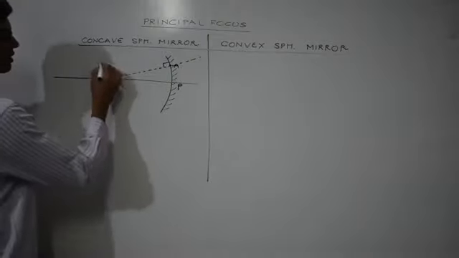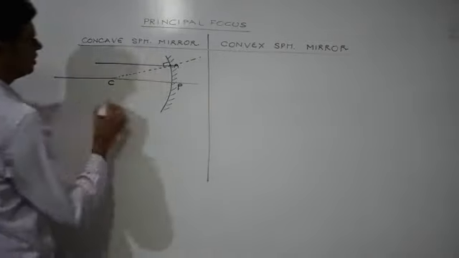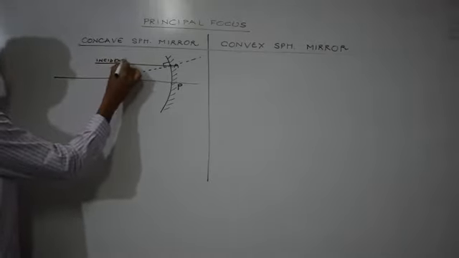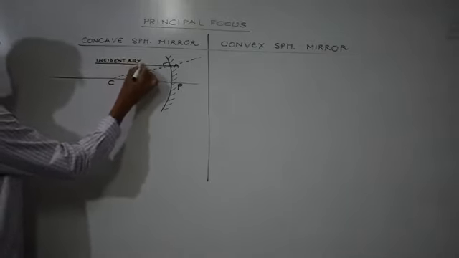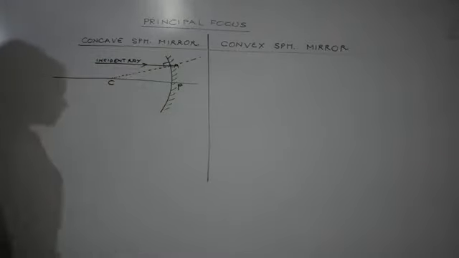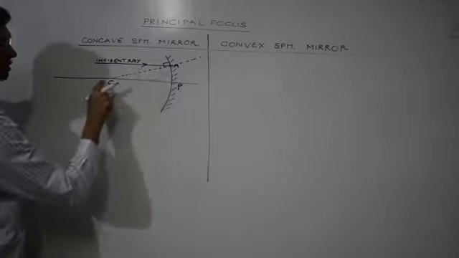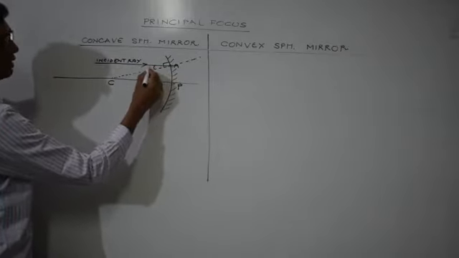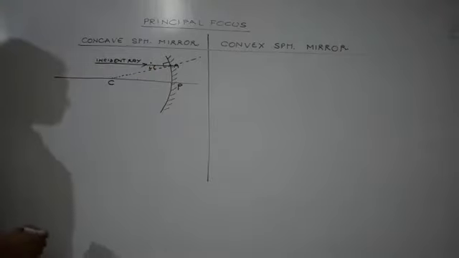Let us consider a ray. This is the incident ray. It is incident at point A, and this incident ray is parallel to the principal axis. So this is the incident ray, this is the normal. The angle which the incident ray makes to the normal will be the angle of incidence.